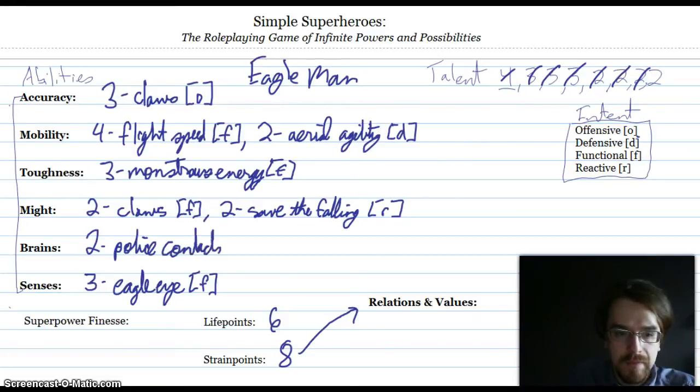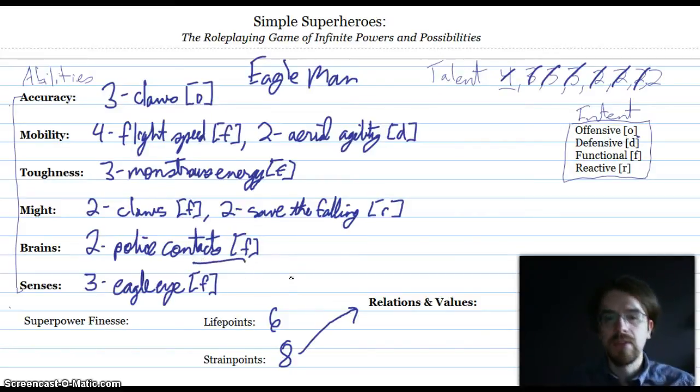Now, of course, characters develop fairly quickly in Simple Superheroes, and you can add in talents and have your character grow. So with a police contacts talent, it's really kind of a social talent. He can get extra information on a case by calling up a police contact that he might have. He could probably also roll this to have a friendly police officer show up at a crime scene that he might be at.